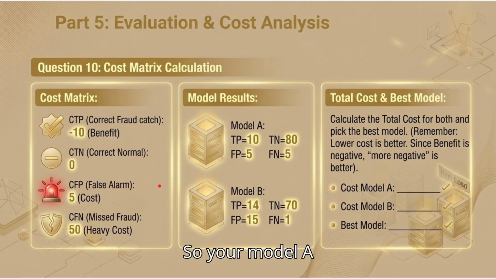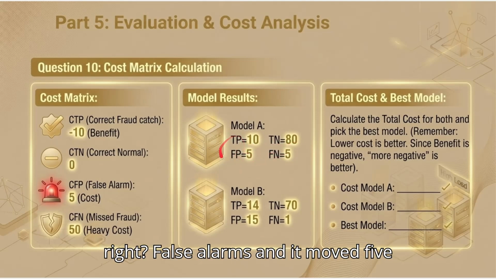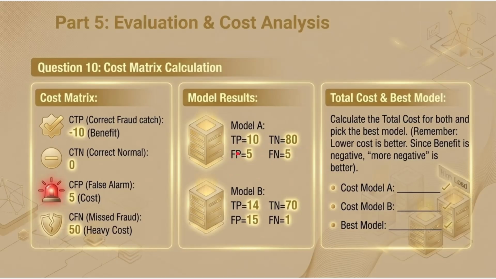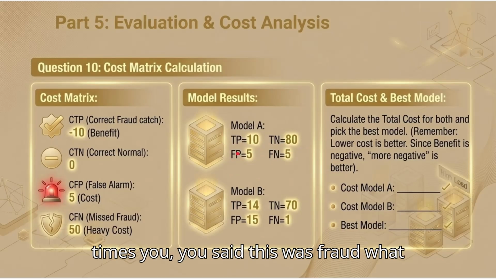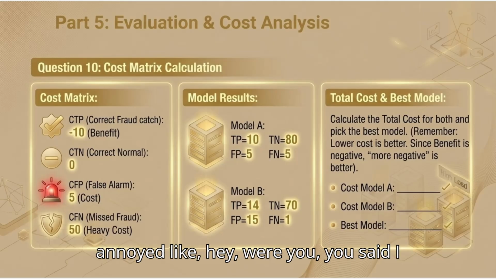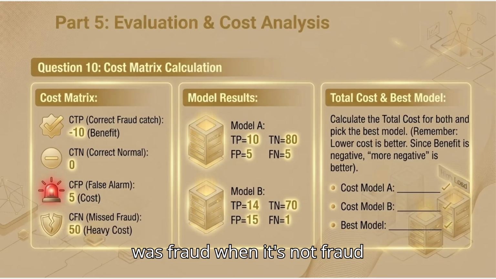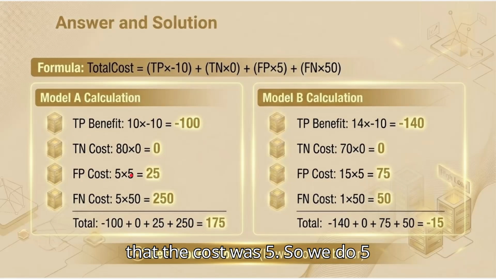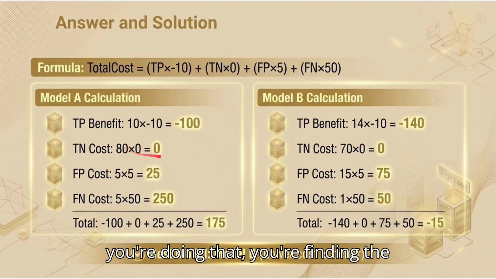So Model A is conservative. It has very few false alarms, only 5. That basically just annoys a customer. Five times you said this was fraud when it wasn't, and maybe someone complained, saying you flagged me as fraud when it's not fraud. But it only happened 5 times, and the cost was 5. So 5 times 5, you get 25. You're finding the cost of all of these.